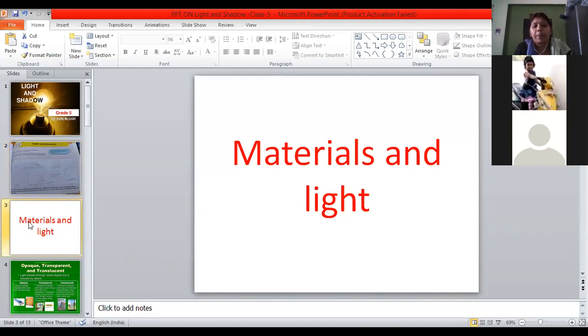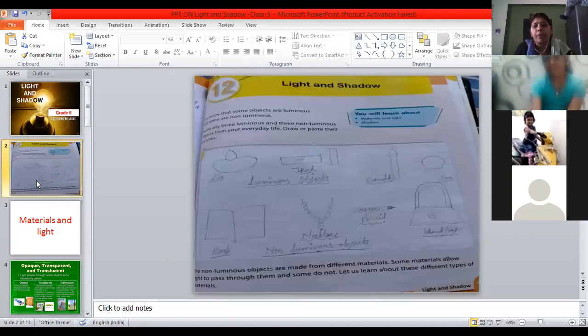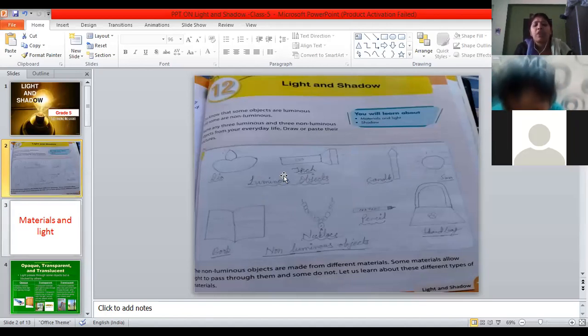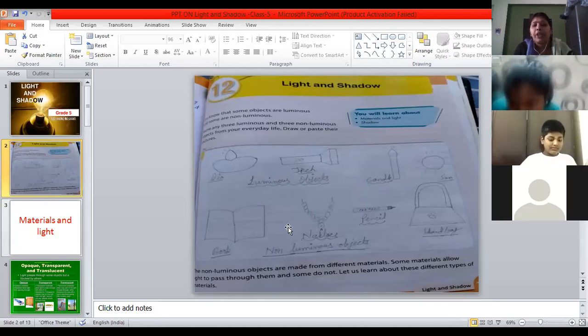So what is the topic, children? The topic is materials and light. Before that, what you have to do? You have to draw these. Any three luminous objects I have done here. You can draw any three luminous objects and any three non-luminous objects in your textbook, page number 151. Which page number, children? Page number 151.